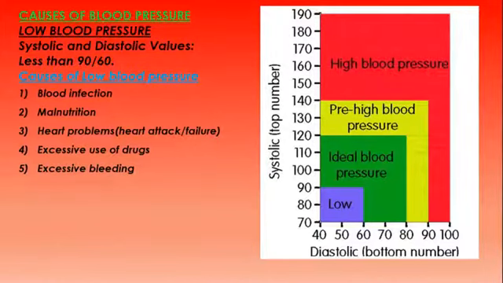Then excessive bleeding, maybe as a result of accidents or whatever, where the victim loses much blood. This can result in low blood pressure. Diabetes is a disease associated with the inability of the body to regulate blood sugar. So excessive blood sugar can lower the pressure of the blood and even the heart. So diabetes can also lead to low blood pressure.